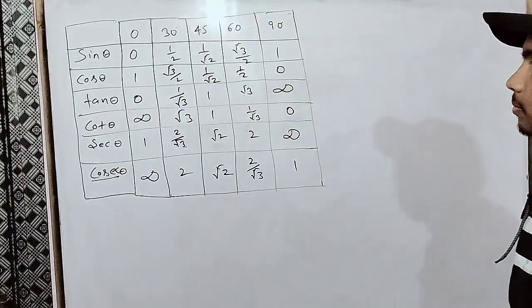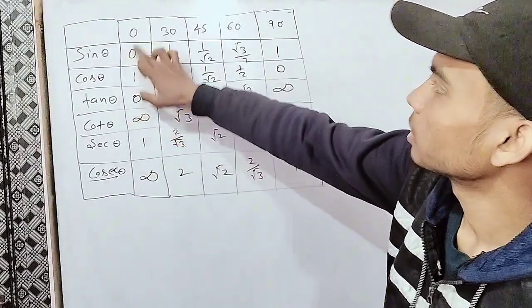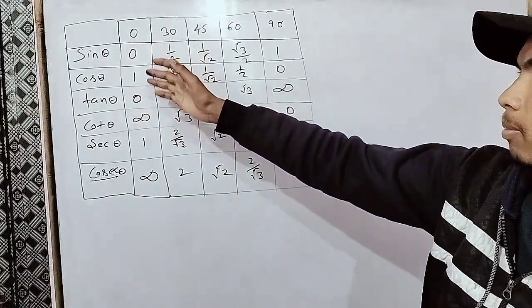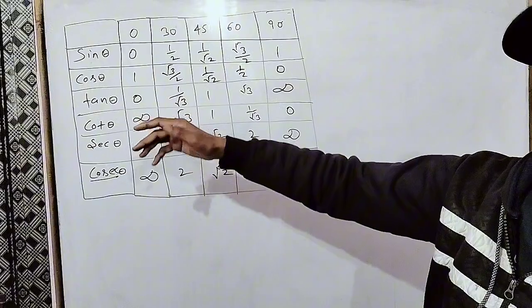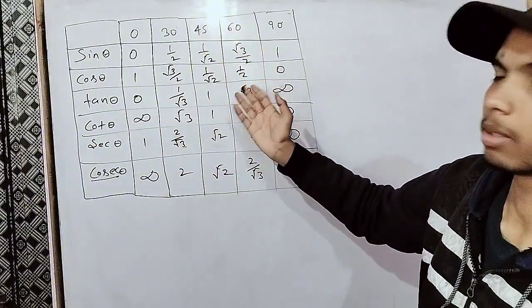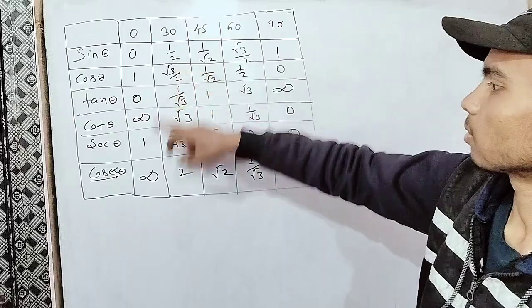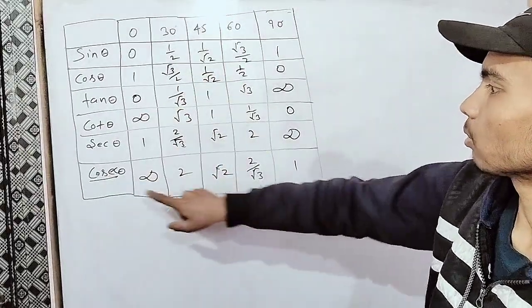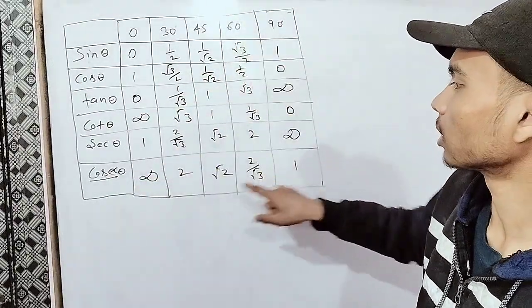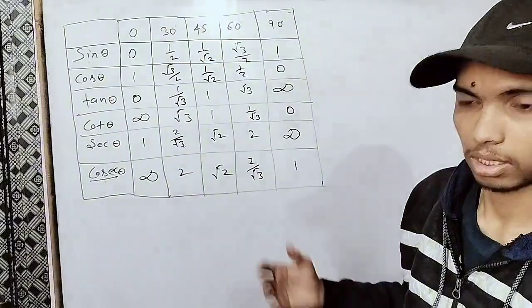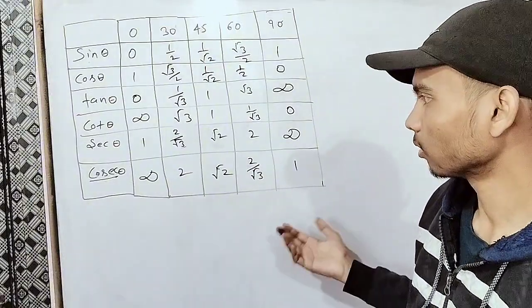So here sine 0 degree is 0, sine 30 degree is 1 by 2, sine 45 degree is 1 by root 2, and sine 60 degree is root 3 by 2. Similarly, cos 60, cos 45 degree is 1 by root 2, cos 60 degree is 1 by 2, cos 90 degree is 0. This is how to remember.